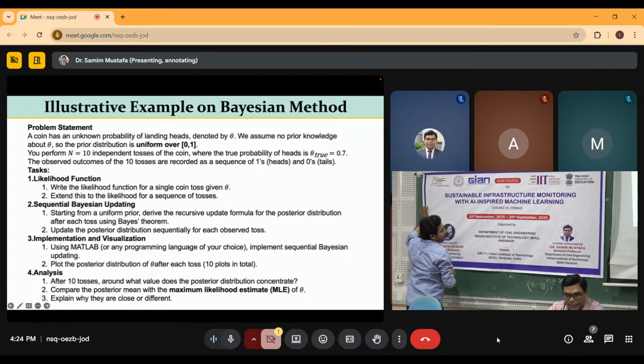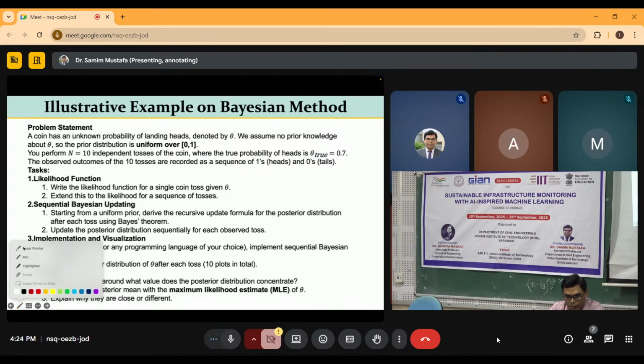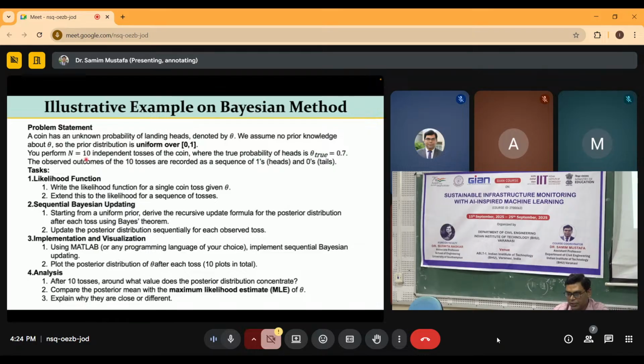So this is the problem statement. A coin has an unknown probability of landing head, denoted by theta. Then we assume no prior knowledge about theta, so the prior distribution is uniform over 0 and 1 because you are not using any prior information. Then you perform 10 independent tosses of that coin, where the true probability of the head, theta true, is 0.7, meaning it is a kind of biased coin.